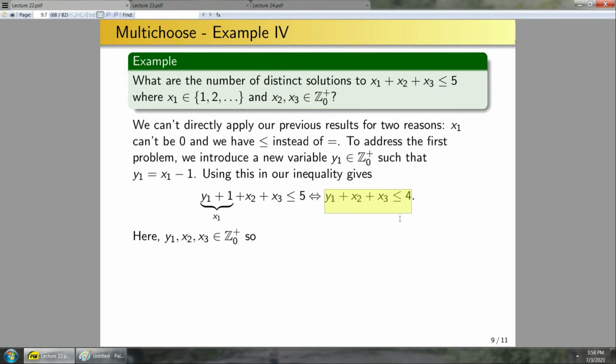So now I've simplified this problem to simply finding the distinct solutions to this, and now I somehow have to deal with the less than or equal to. Well, how can I do this? There's two classic ways that you can go about doing this. One of them involves case analysis and does not scale well, and the other one does not involve case analysis and does scale well.